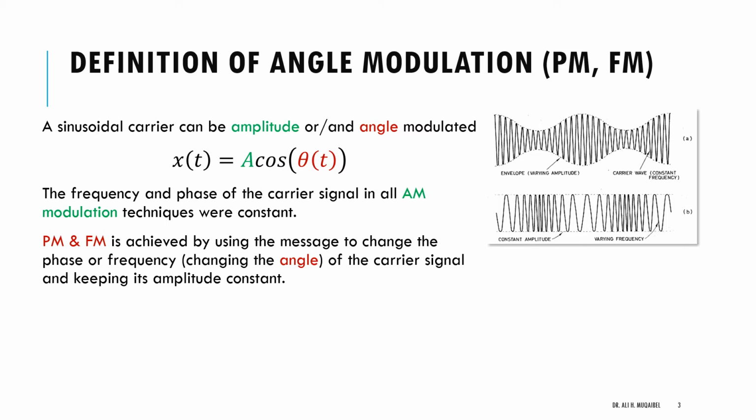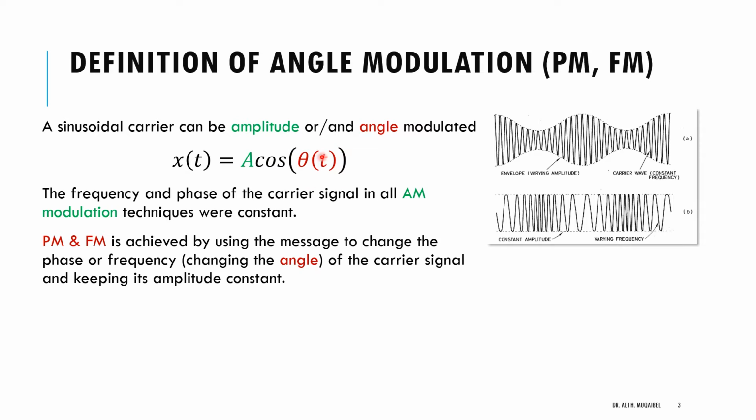Now, if you try to look at modulation in general, usually we start with a sinusoidal carrier. It has a certain amplitude shown in green and an angle shown in red. What we usually do is try to modulate, adjust, or change the amplitude and the angle, one of them or both of them, to represent the message.